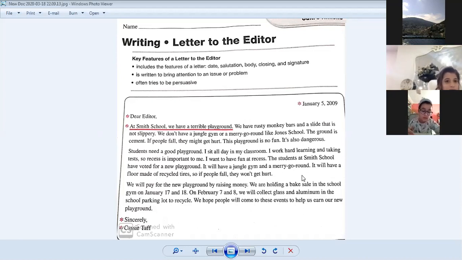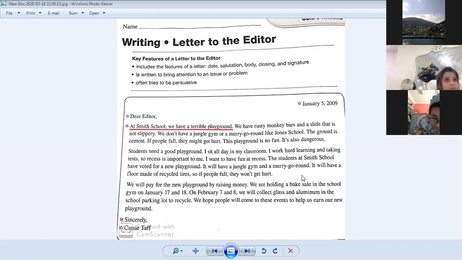I sit all day in my classroom. I work hard learning and taking tests. So recess is important to me. I want to have fun at recess. The students at Smith School have voted for a new playground. It will have a jungle gym and a merry-go-round. It will have a floor made of recycled tires, so if people fall, they won't get hurt. We will pay for the new playground by raising money.